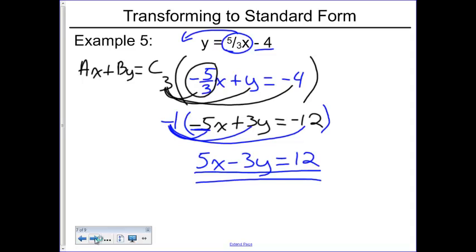Some people might have noticed that if we'd put a negative up here and multiplied everything by a negative 3 instead of just a positive 3, that would have taken care of the negative out in front of the problem.